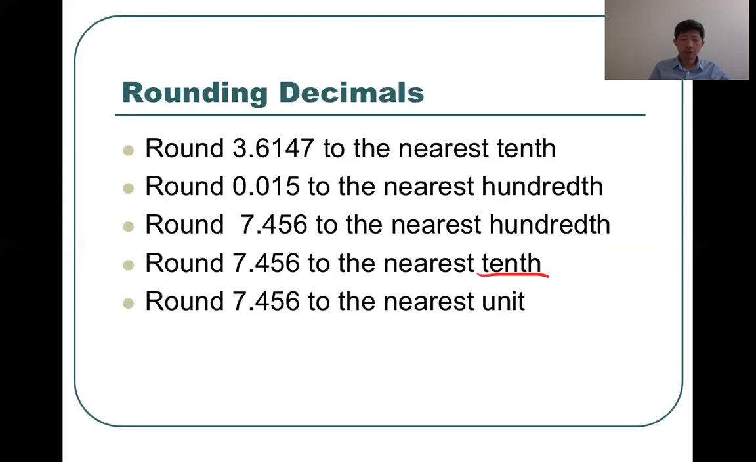Nearest tenth. So we take this number to examine. This is more than 5, right? More than 5, so therefore the answer is 7.5, and we round it up, okay?